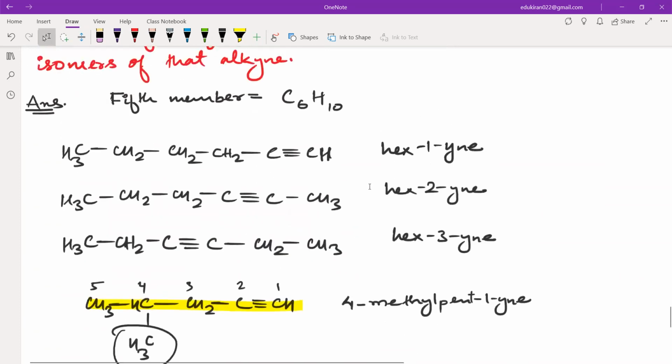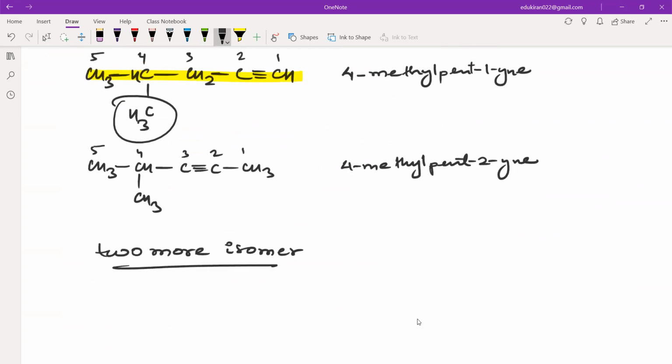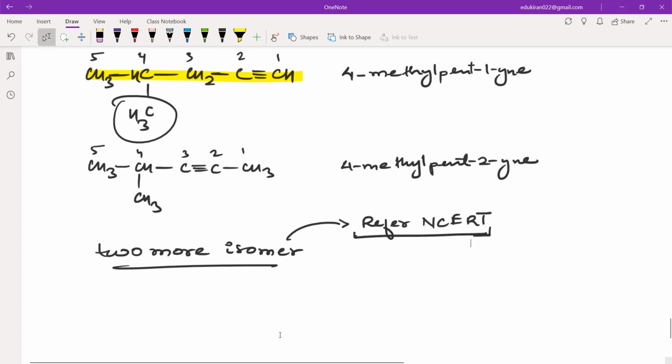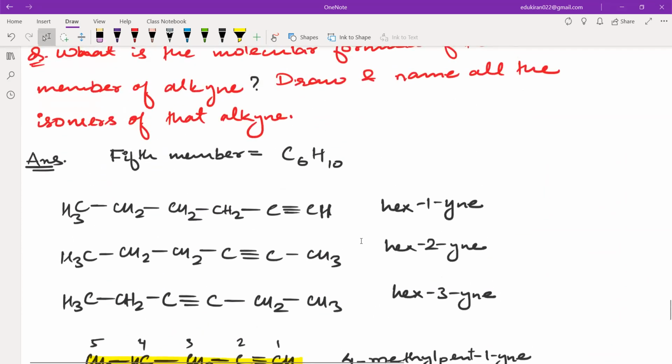Okay, so there are 1, 2, 3, 4, 5 that I have drawn. There are 2 more isomers that you have to draw and name. Will that be fine? Yes or no? Please tell me. If you have difficulty, then refer to NCERT. You will have to find this question in NCERT. It is given as an example in your hydrocarbons chapter. If you have difficulty in naming the isomers or finding the isomers, then refer to NCERT. Will that be fine? Yes or no? Please tell me. Yes.